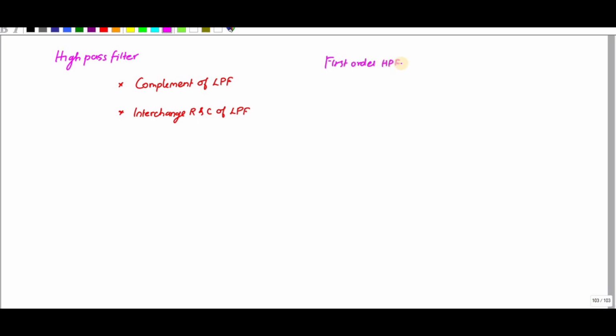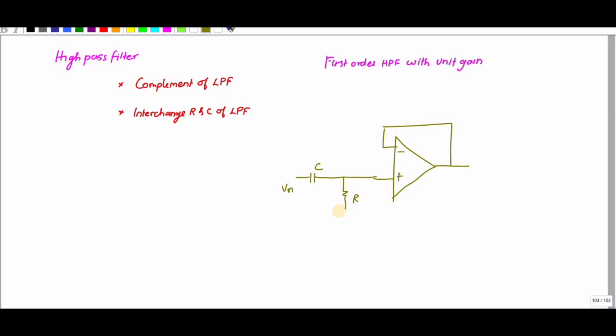high pass filter with unity gain. If I want to get the unity gain, we need to connect the op-amp as a voltage follower, right? This is nothing but the voltage follower which has unity gain. And you have to interchange the capacitor and the resistor. So this is how the circuit is.